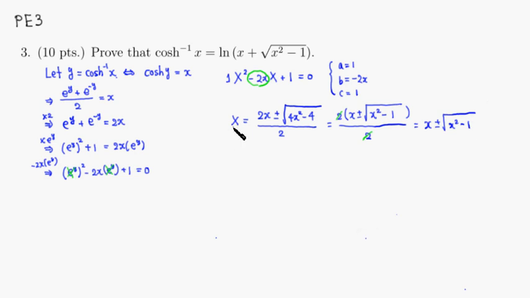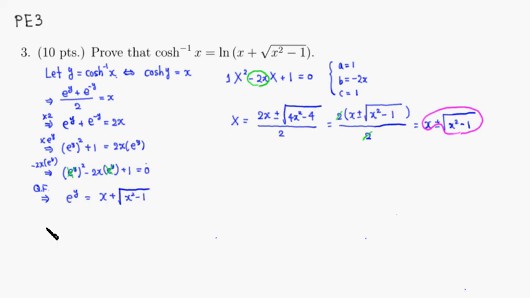Remember that capital X is originally e to the y, and x minus the square root of x squared minus 1 is just too small, so you can actually pick the positive one. We're going to keep the positive one, not the negative one. So by the quadratic formula, we found that e to the y is equal to x plus the square root of x squared minus 1.